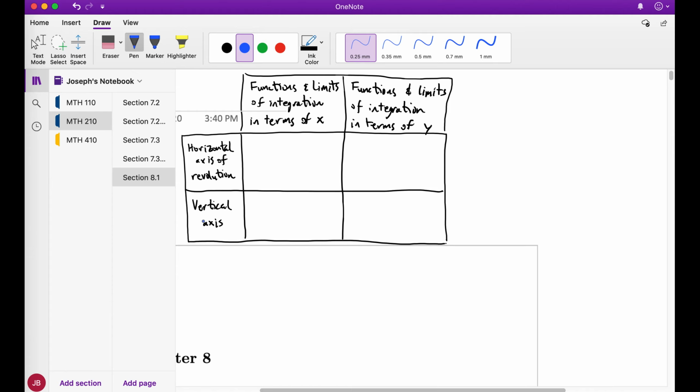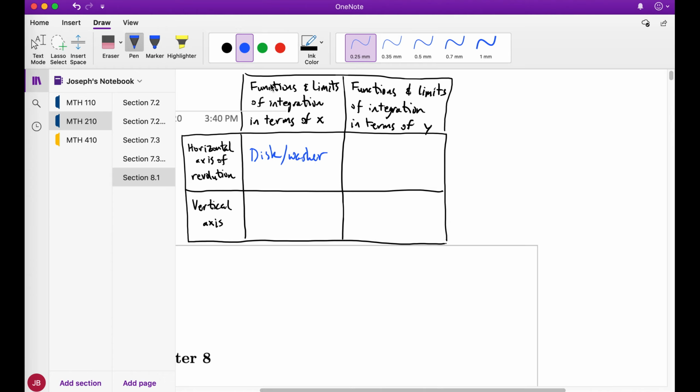So here you see I have a table set up. If we have a horizontal axis of revolution or a vertical one, and if the function and limits of integration are in terms of the variable x versus the variable y, we can fill this in. So let's see here. If we have a horizontal axis and everything is in terms of x, that's going to require disk washer method. Now that you see what's going on here, if you want, pause the video and see if you can fill the rest of these in. But we'll just continue with that for now.